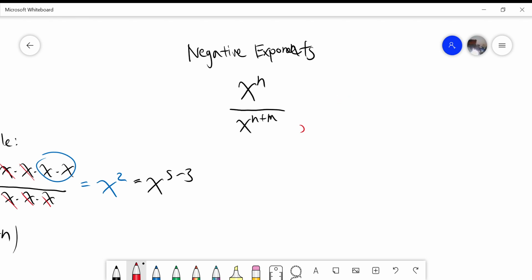Actually, we don't need that. Okay, so what is this going to give us? Well, based on the subtraction rule, we can subtract these. So we get x to the power of n minus n plus m, and that is going to give us x to the minus m, because we distribute. Oh, you should probably know that already.